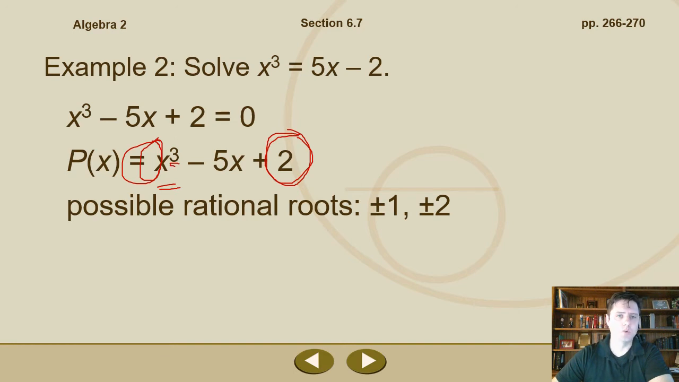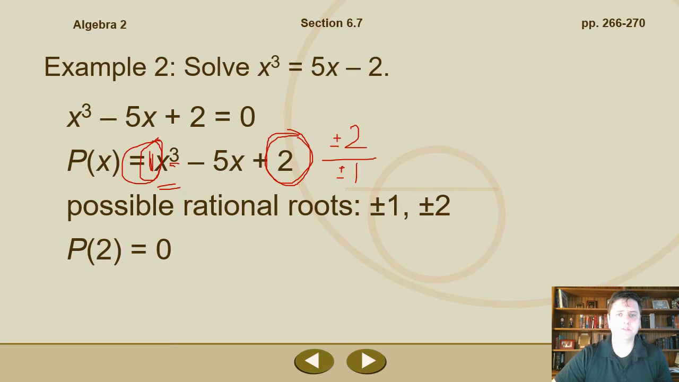So in this case, it's just a 1 sitting in front of the x cubed, and we have a positive 2 here at the end. So we just take combinations of 2 divided by 1. And remember, these can be plus or minus on both of these. So the answers are plus and minus 1 and plus and minus 2, the factors of 2.